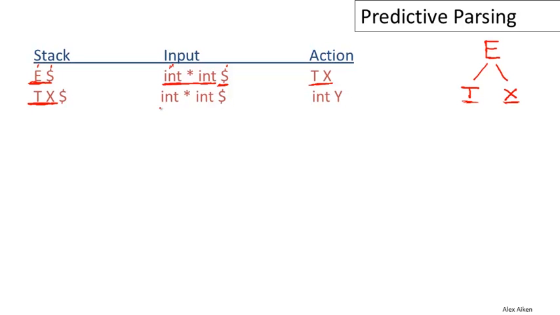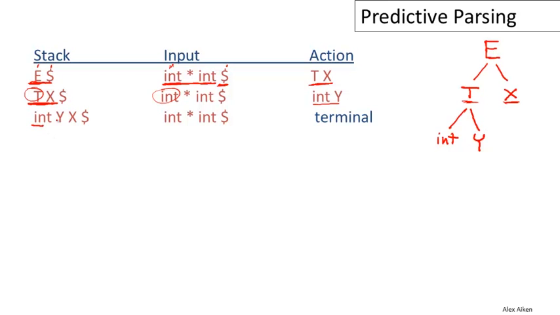Okay, well, we still haven't consumed any input. And now if we look at the T int entry, it says to use T goes to int Y. And so now we can expand T by int Y. And now what's going to happen is T is popped off the stack, int and Y are pushed onto the stack, and now notice the stack is int YX from top to bottom. The frontier of the parse tree is int YX.